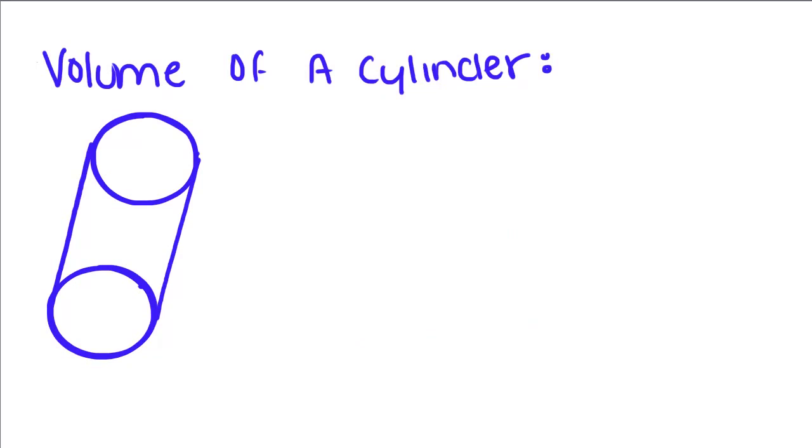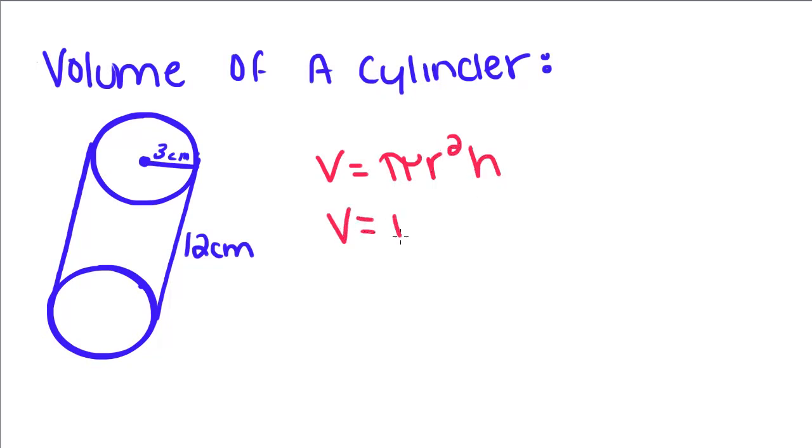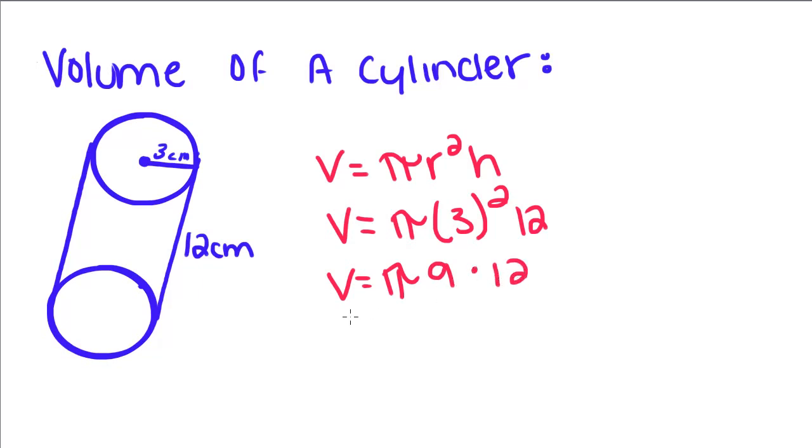Now we have another example with a radius of 3 centimeters and a height of 12 centimeters. So volume equals pi r squared h. Volume equals pi, our radius, which is 3, squared, times 12. Pi, 3 squared is 9, times 12. So our volume is 108 pi centimeters cubed.